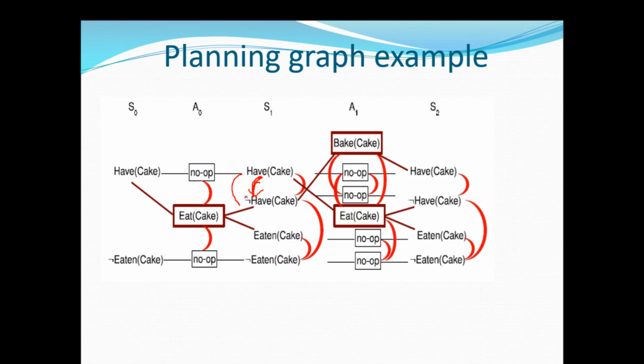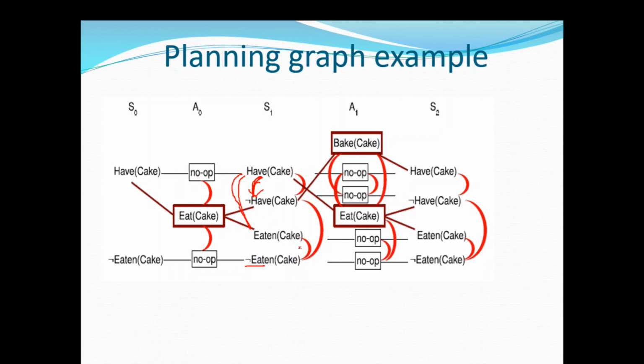So if you see have cake and eaten of cake, these two things also cannot apply simultaneously. Here also you have a mutex link actually. Then have cake and not eaten of cake, this can occur simultaneously. Have cake means it is not eaten of cake, right? Okay. So like that you have to check for everything.